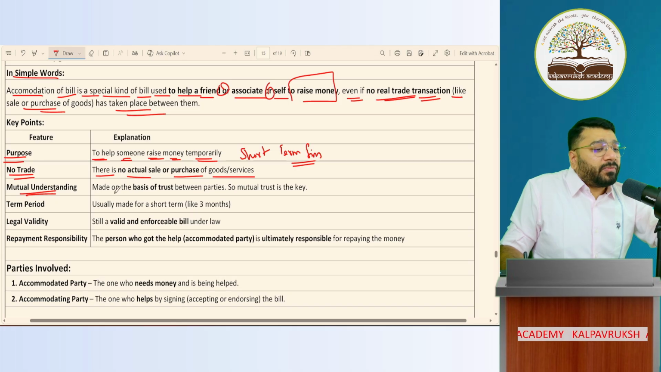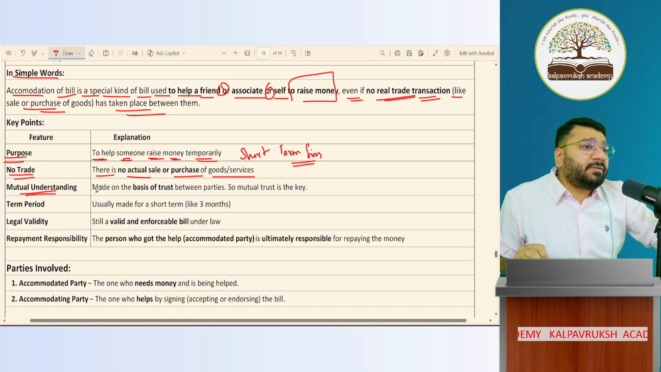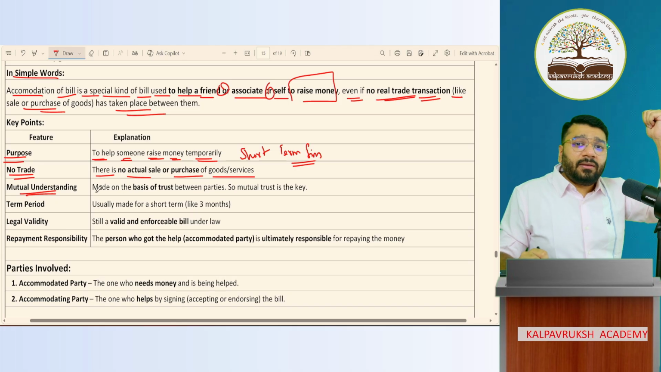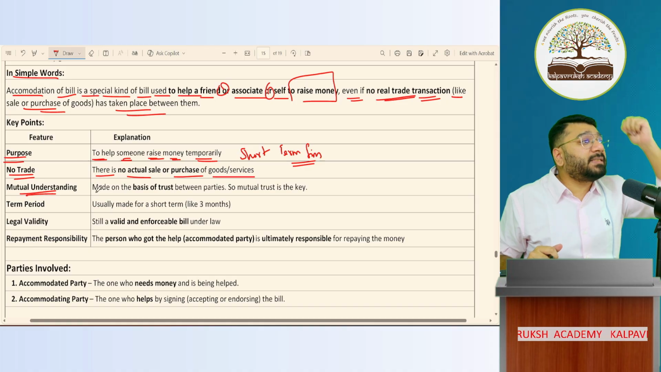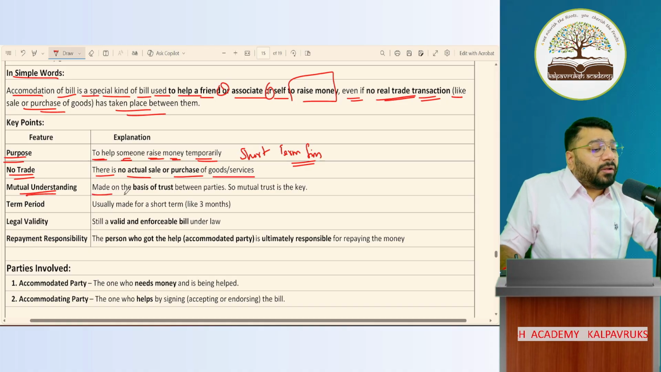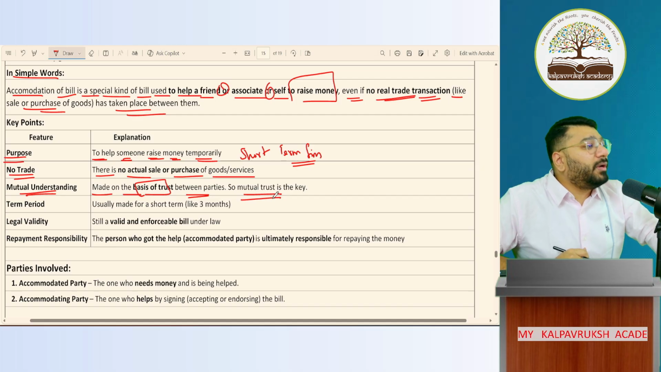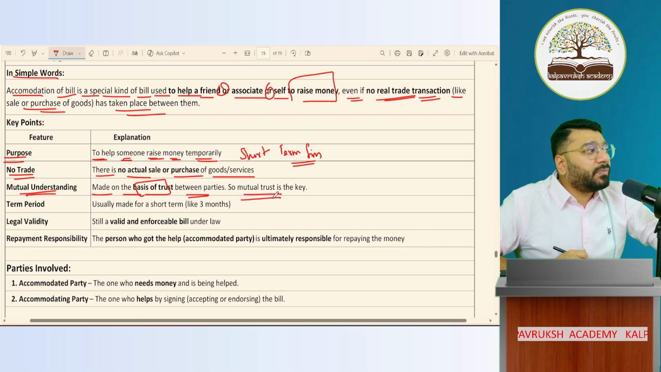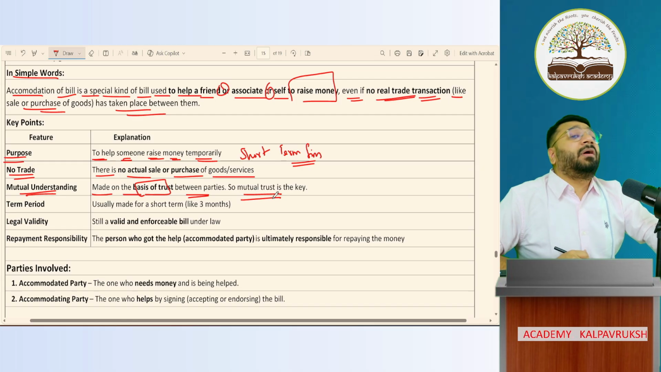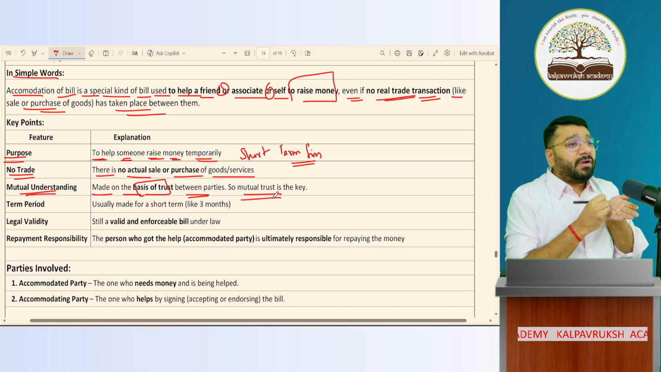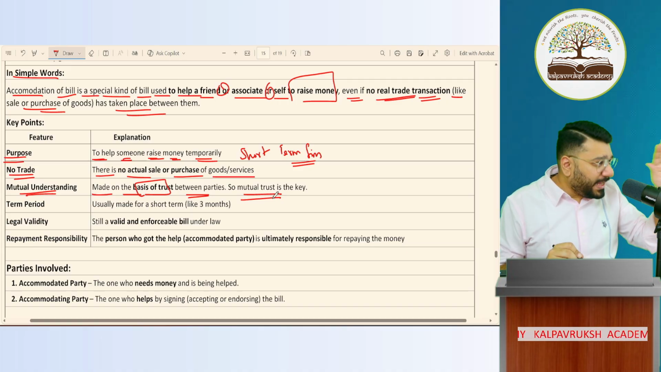Mutual understanding. Then on what basis is A drawing the bill and B accepting the bill? It is made on the basis of trust between the parties. So there is a mutual trust between them, and mutual trust is the key for this transaction. Got it? Not got it? Can you go to any random third party and tell them, I'm executing one bill, you accept it? Will anybody accept it? No.